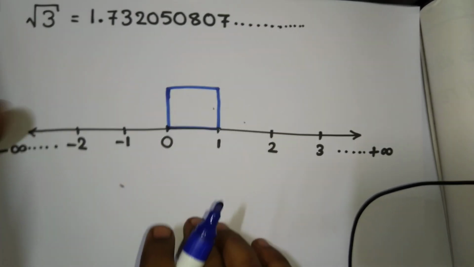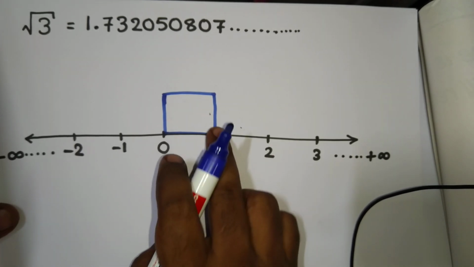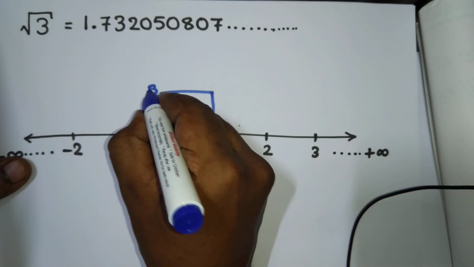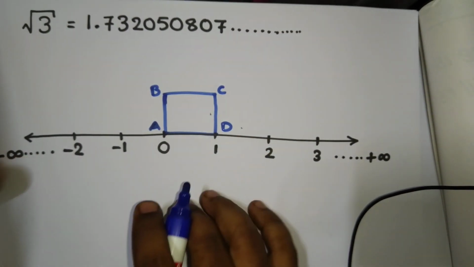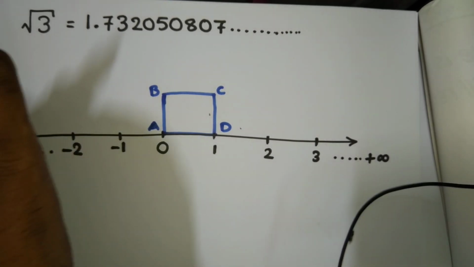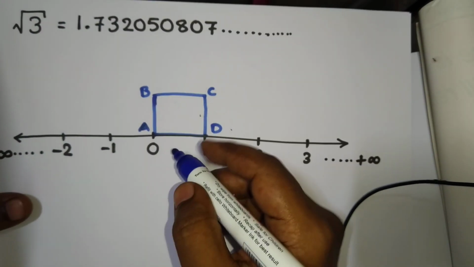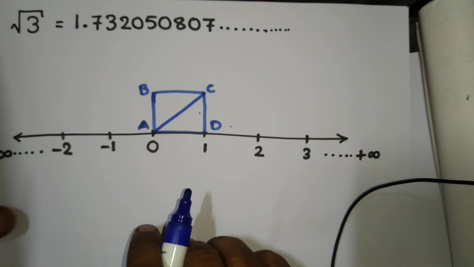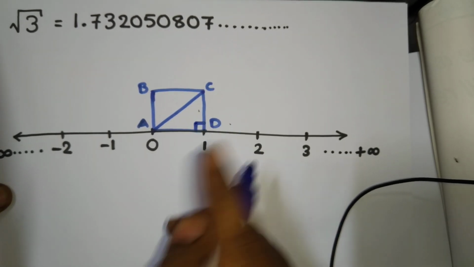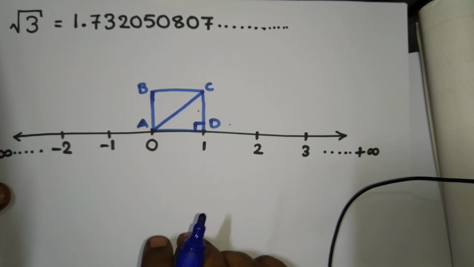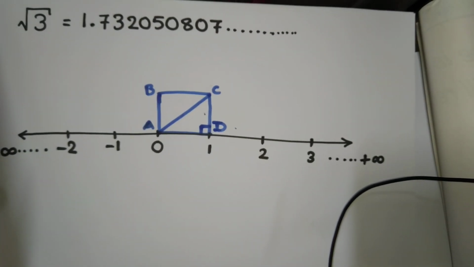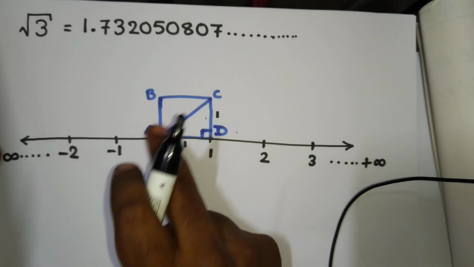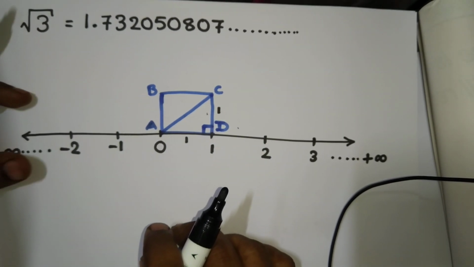Okay. So now, of course, you have a square of side 1 unit. We took vertices as A, B, C, D, and now we have a diagonal like this. So now this ACD is a right angle triangle. And if the side is 1 unit, then this diagonal length is square root of 2.